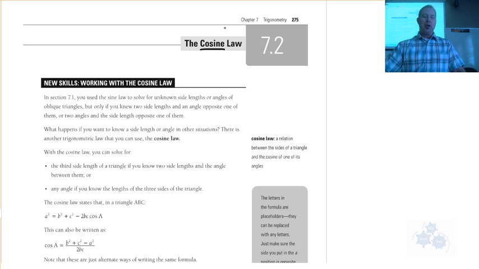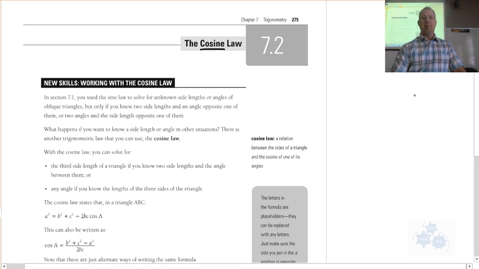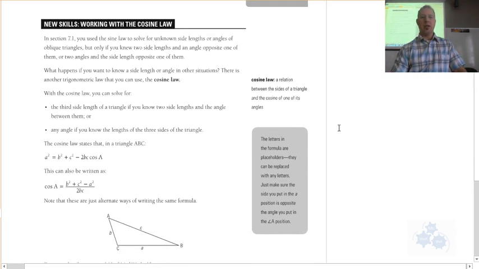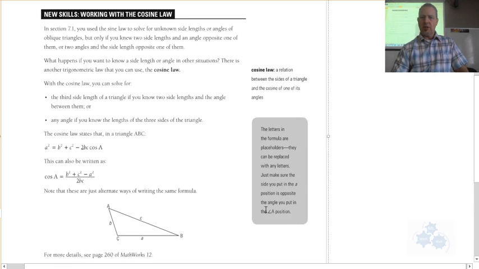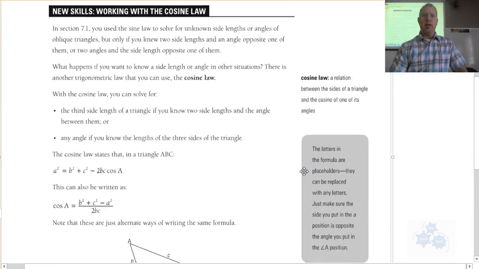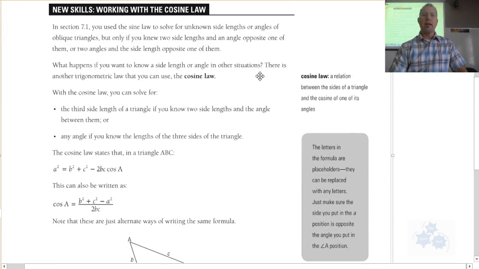So the cosine law is a bit to remember, but it is very helpful in certain situations. I think I should just zoom in here a little bit for you so you can see this a bit better. So the cosine law: if you want to know the side length or an angle in situations where the sine law does not work, then you might want to look at the cosine law.